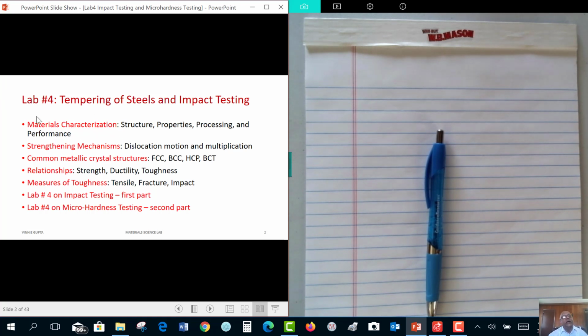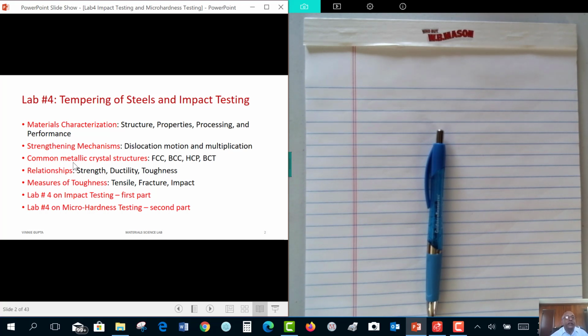I want you to really appreciate the important role that materials testing and characterization plays in material science. Material science is about the relationship between structure, properties, processing, and performance of materials. Especially for metallic materials, we are very interested in strengthening mechanisms. All the strengthening mechanisms are tied to the motion of dislocations and their multiplication, so they are all tied to increasing the dislocation density and making motion of dislocations difficult.